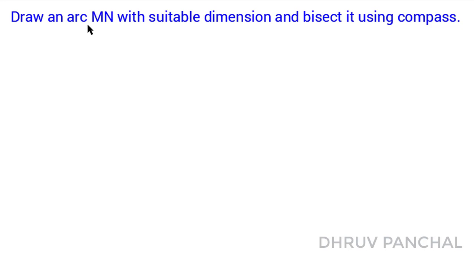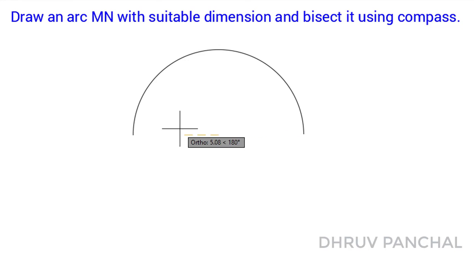Draw an arc MN with suitable dimension and bisect it using compass. Draw an arc with any radius with the help of compass. Name the endpoint of an arc by point M and point N.